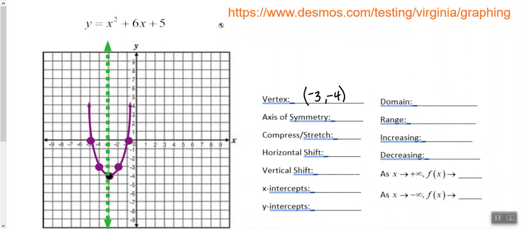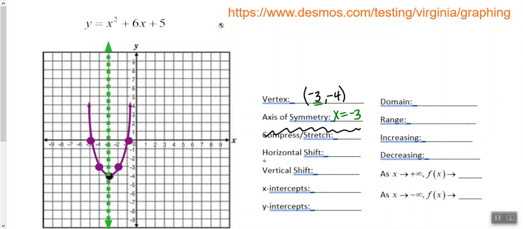It is a vertical line, and since it's a vertical line, you do need x equals, and it's passing through -3. The shortcut is whatever your x value of your vertex, that's going to be your axis of symmetry, but you need the x equals there for sure. Compression and stretch we don't have to worry about this time. I'm not going to make you guys do that.